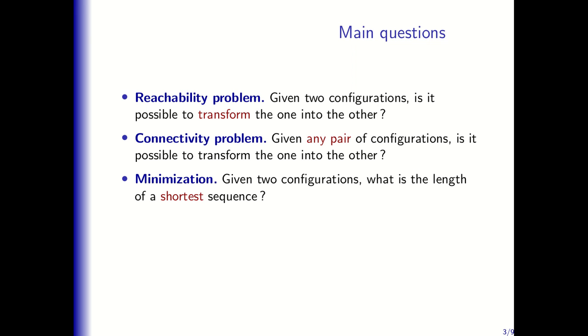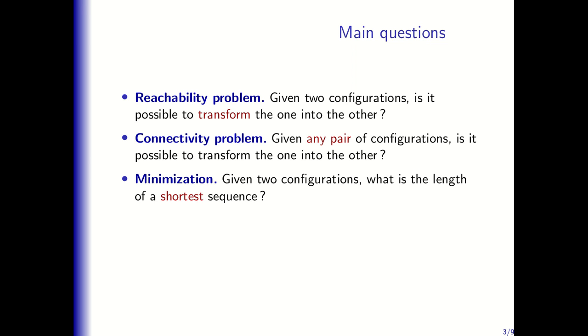So given my current position of the Rubik's Cube, is it possible to reach the nice target configuration where the colors on all the faces are the same? Then there is a more general question, which is the connectivity problem. So given any pair of configurations, is it possible to transform the first into the second? So for instance, for the Rubik's Cube, we know that the answer is no. We know that the configuration graph has several connected components, which means that there are some configurations from which you can't reach this really nice target configuration.